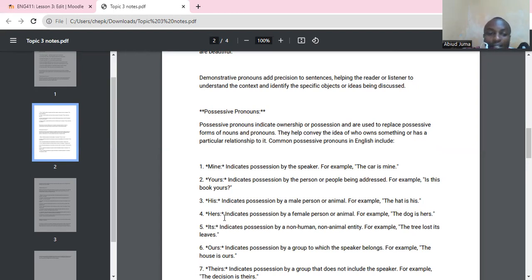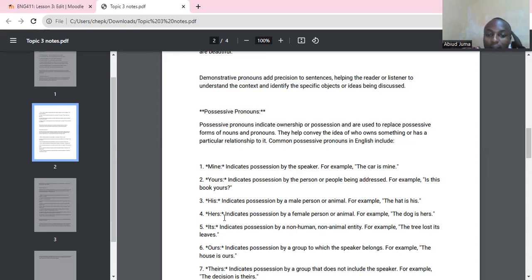Common possessive pronouns in English include mine, which indicates possession by the speaker. For example, the car is mine. I, as the speaker, am showing the ownership of the vehicle. Yours indicates possession by the person or people being addressed. For example, is this book yours?